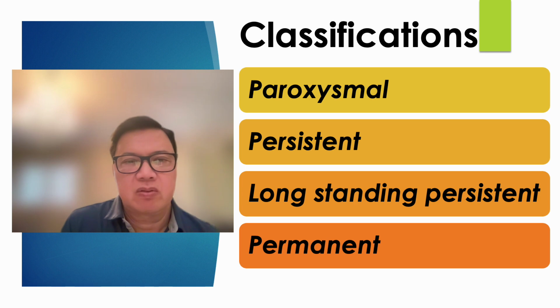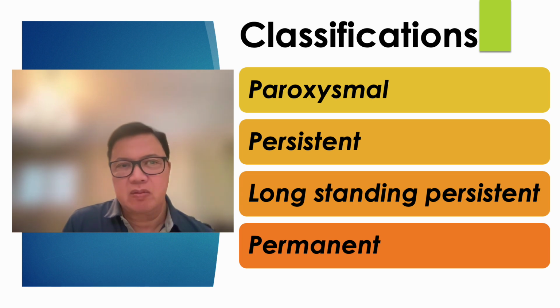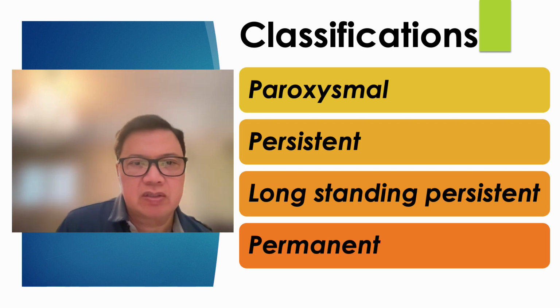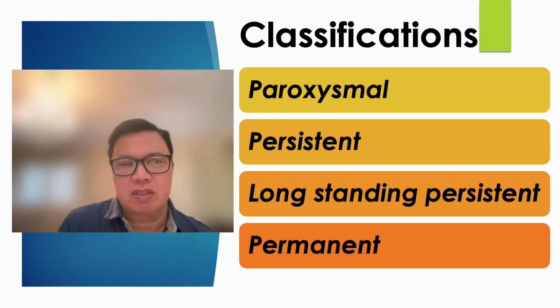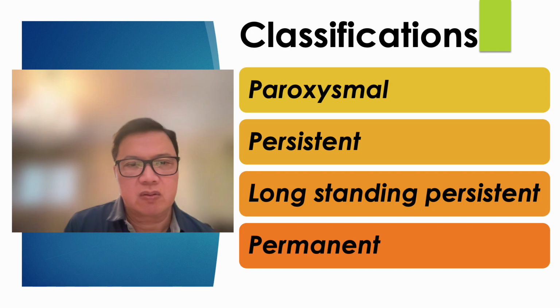And in persistent, the heart rhythm doesn't go back to normal on its own, and usually cardiologists will recommend cardioversion for this one. Then long-standing, usually the AFib lasts more than 12 months, and then permanent, it doesn't go away. The only treatment offered is rate control and prevention of stroke.